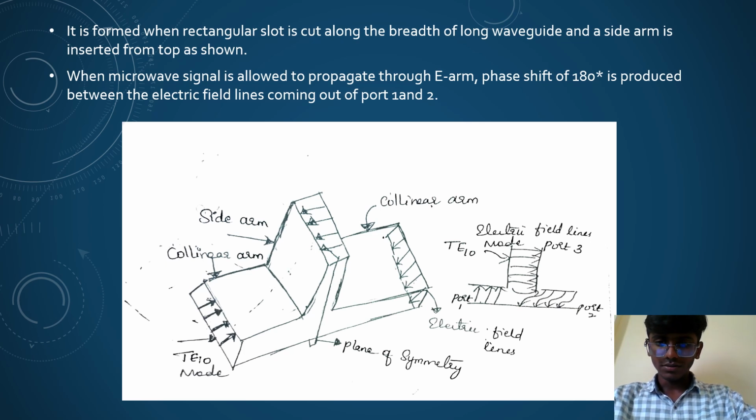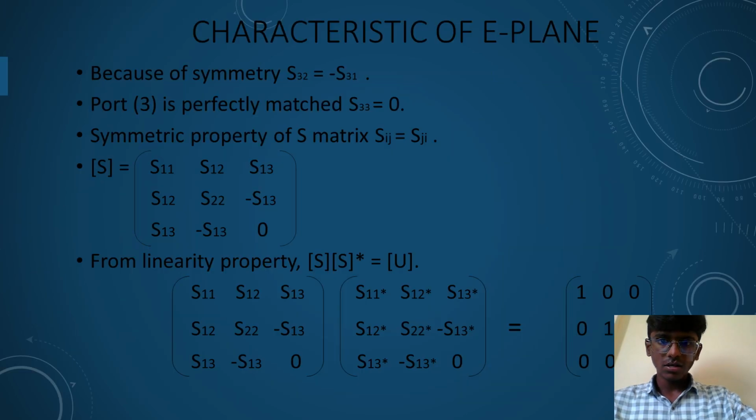the E-plane. Here is the side arm of the E-plane and the collinear arm. This is a single block where the side arm is perpendicular to the collinear arm. Plane of symmetry, TE mode. Electric field lines are moving in this direction. Port 1 and port 2 are shown here. This is about the E-plane. Moving on to the next slide.